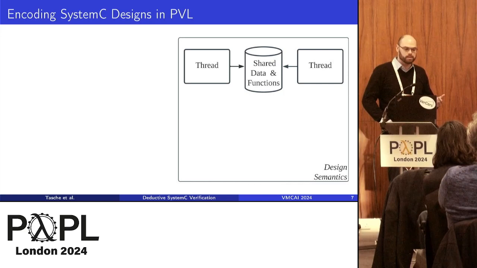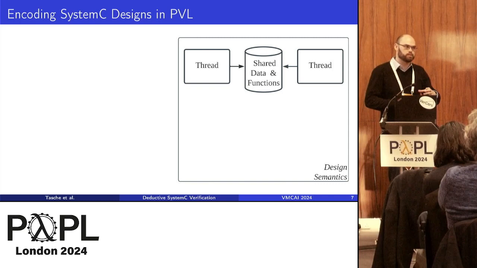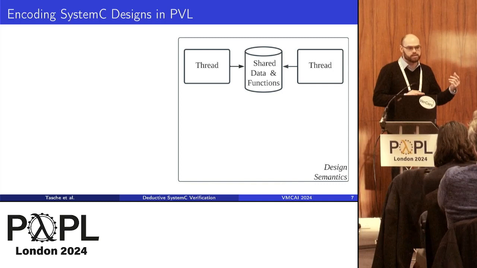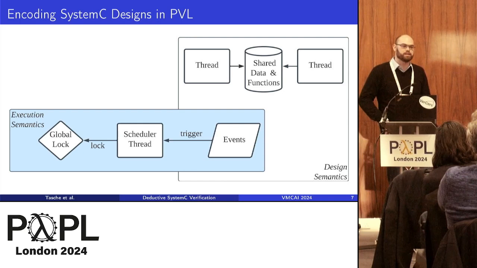Each process is mapped to a thread class in PVL. And if a module in the SystemC design contains multiple processes that share data between each other through the module, then this module is also transformed to a data class that the thread classes can share an instance of to share data that way. More interesting is the implementation of the SystemC semantics.